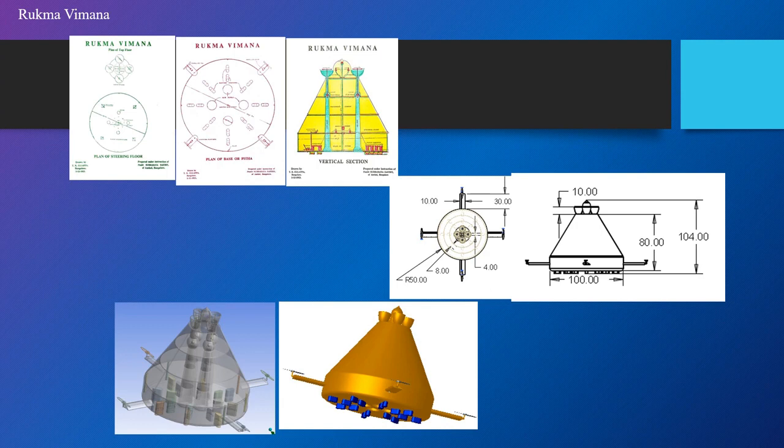So this is called Rukma Vimana. You can see the diagrams in the upper row. They are from Vaimanika Shastra, and the second row are the 3D model drawings which I have made. In the third row at the bottom, these are the complete huge Vimana 3D models which I have created. I have also understood and interpreted from the text that the Vimana has wings and all those.